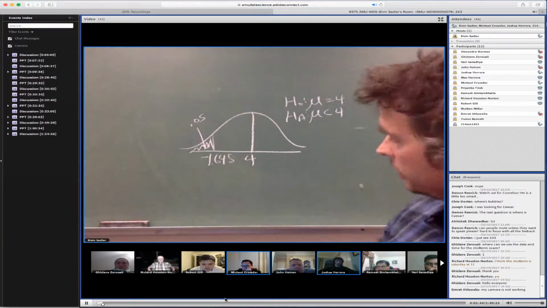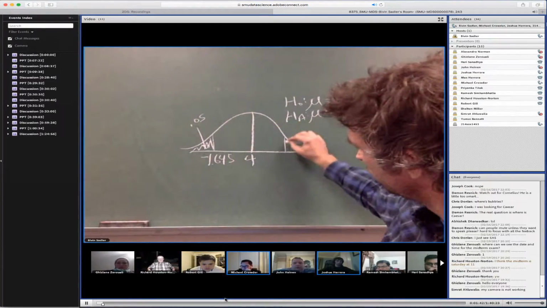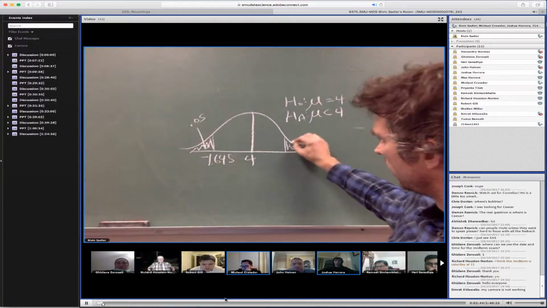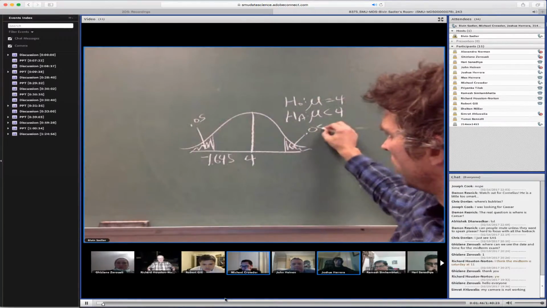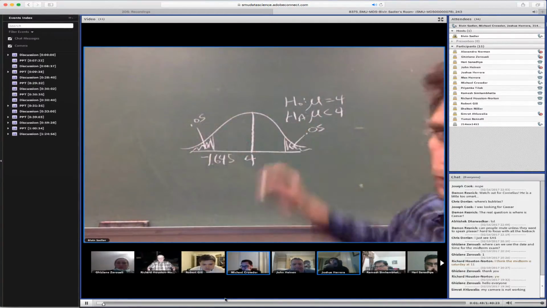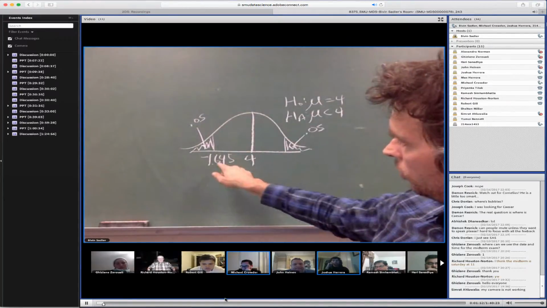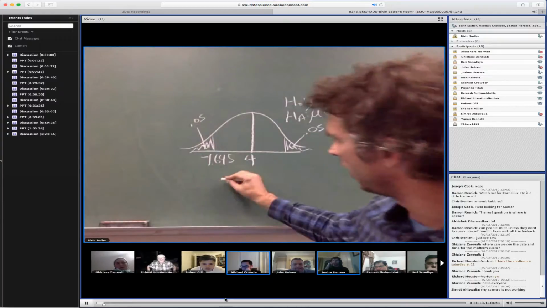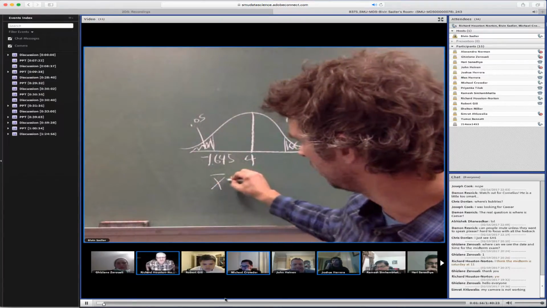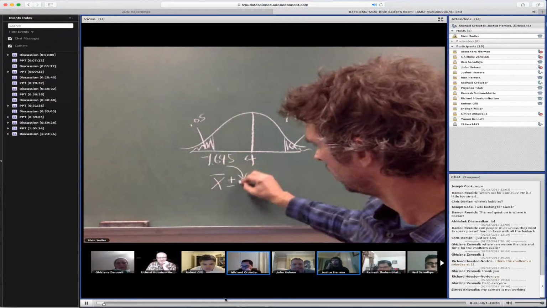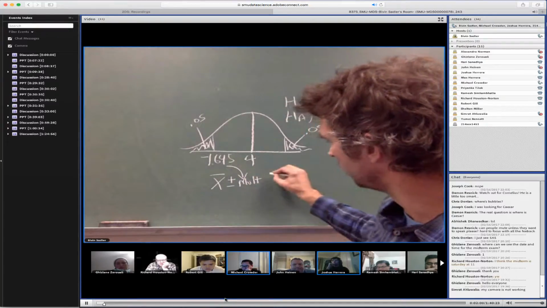SAS has to think that it's running a two-sided test where this is also 0.05, in which case the alpha would be 0.1. That's the only way you can get SAS to use this number as the multiplier in the confidence interval. Got it.